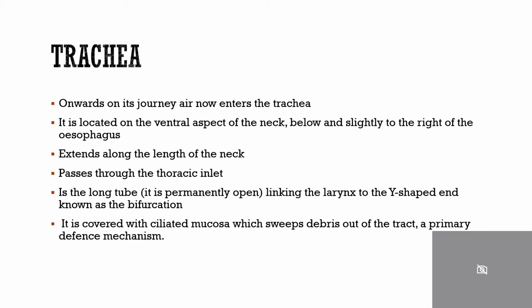It passes through the thoracic inlet, and it is the long tube, permanently open, that links the trachea to the Y-shaped end known as the bifurcation. It is covered with ciliated mucosa which sweeps debris out of the tract. This is a primary defence mechanism.